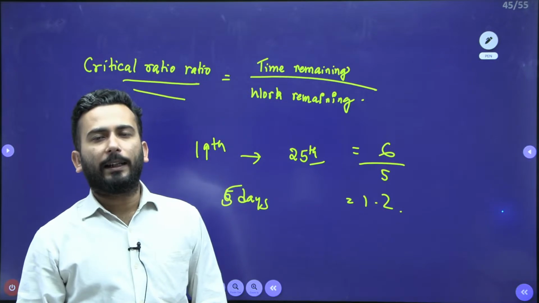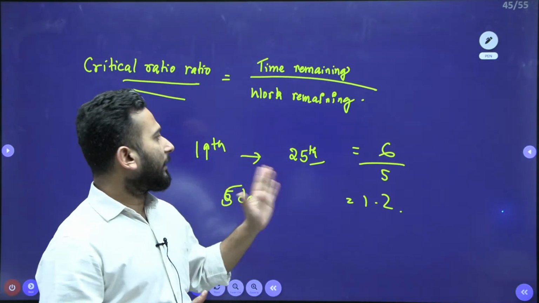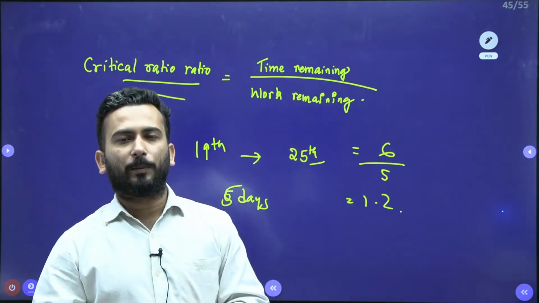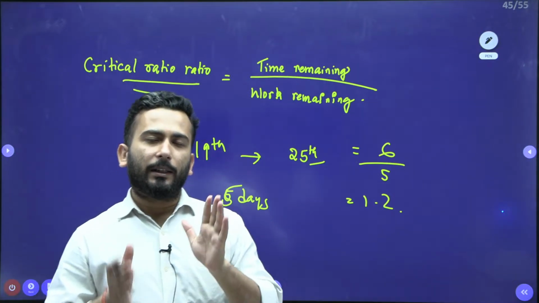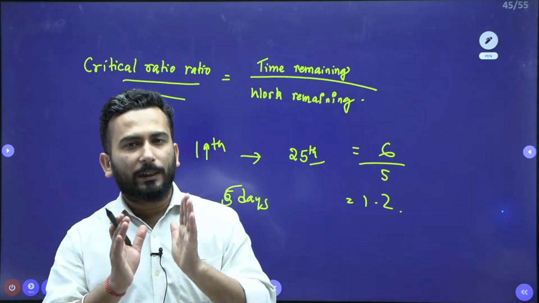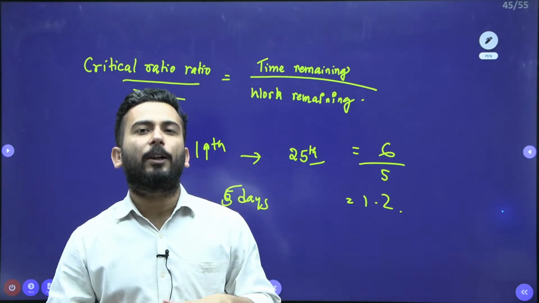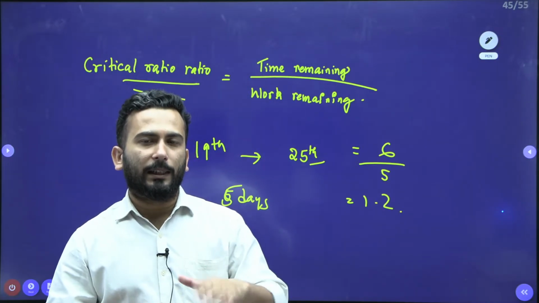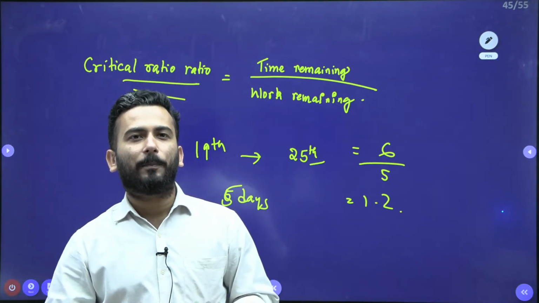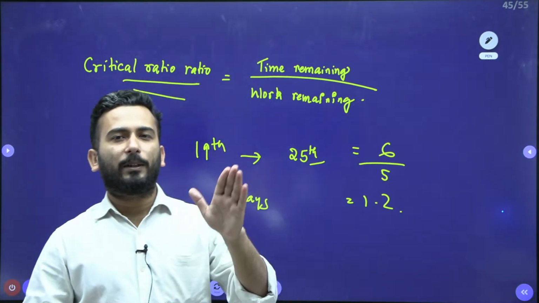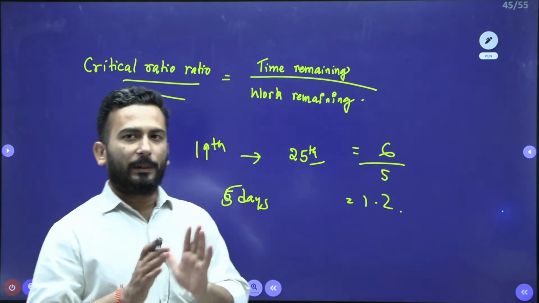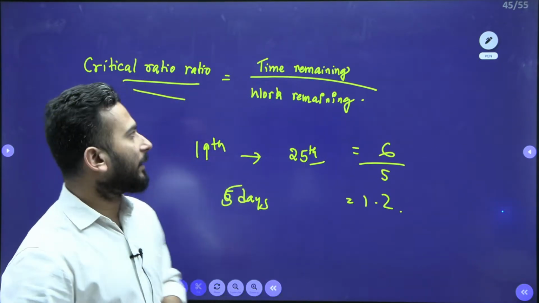1.2. So this is how we calculate the critical ratio. In terms of lowest to highest critical ratio, we arrange the jobs. Whenever the critical ratio is 1, the job is on schedule. Whenever the critical ratio is more than 1, we are ahead of the schedule. And whenever the critical ratio is less than 1, we are getting delayed, behind the schedule. So that is why we arrange the jobs from lowest to highest critical ratio. I hope things are clear in critical ratio also, and this is how we arrange the jobs.